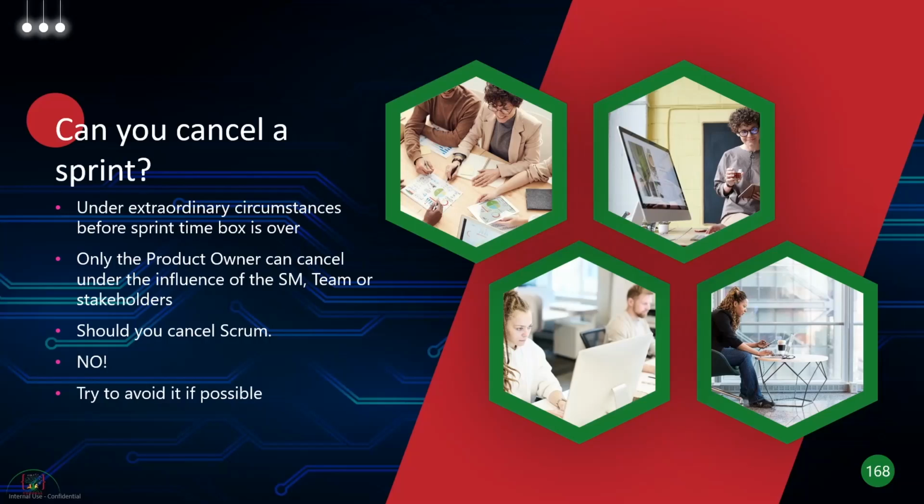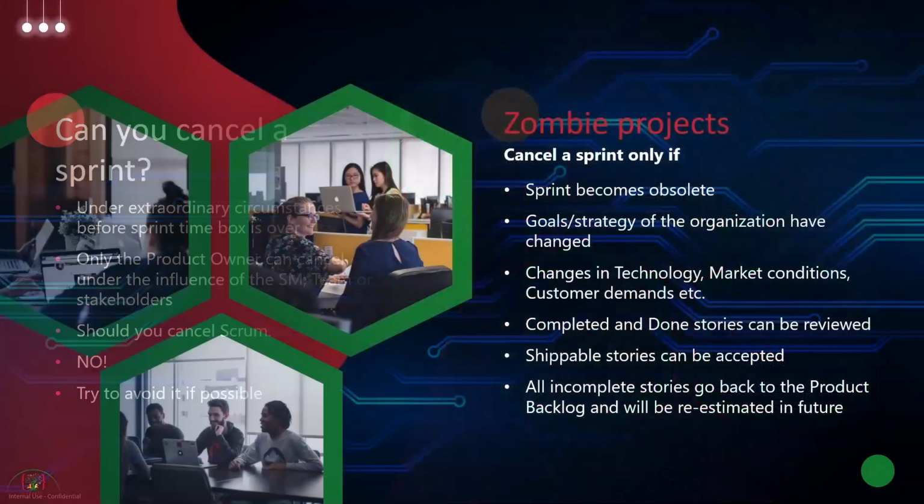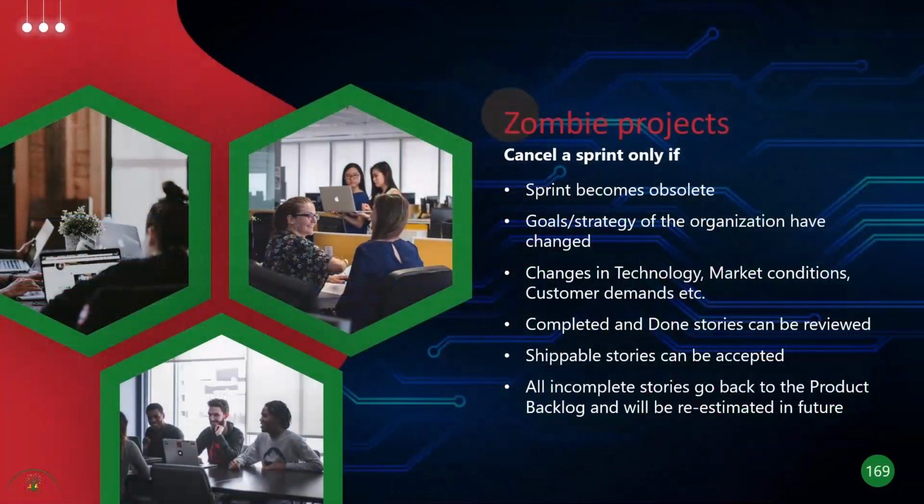Only the product owner can cancel the sprint, under the influence of the Scrum Master, the team, or the stakeholders. But again, run away from it. If you're trying to cancel a sprint, run away from that situation. Do not cancel a sprint if you can. So when do you cancel a sprint? The sprint becomes obsolete. The goals, the strategy of the organization has changed. There's a new change in technology or market condition. Customer demand has changed. The shippable stories cannot be accepted. Under these situations, you cancel a sprint.